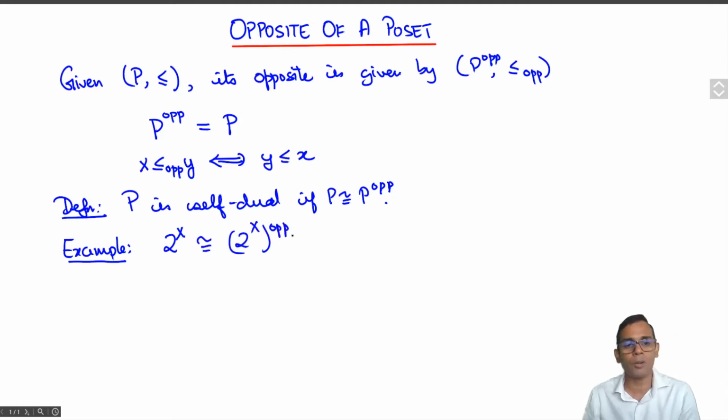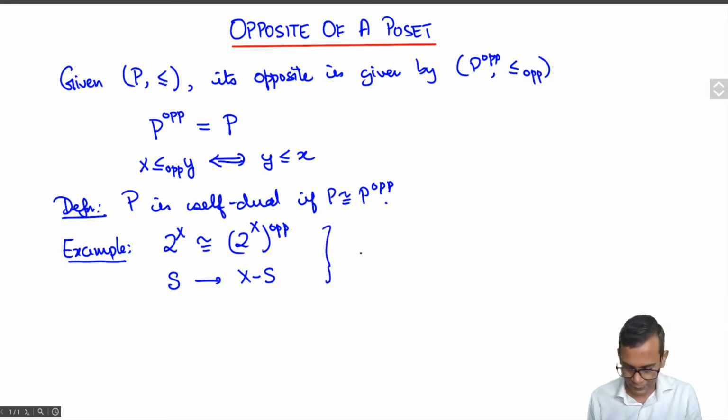To find such an isomorphism, you just need to think of what it is on subsets that reverses inclusion, and obviously the answer is complement. So a subset S goes to X minus S, the complement of S in X. But of course, not all posets are self-dual.